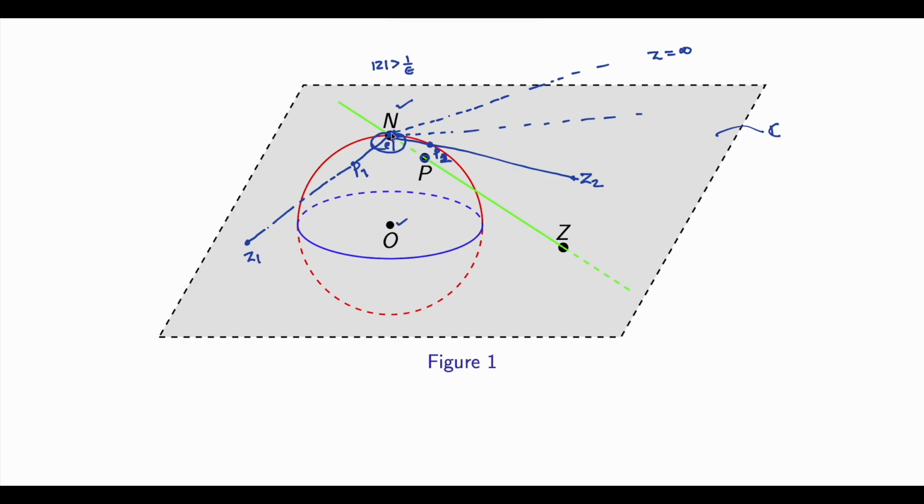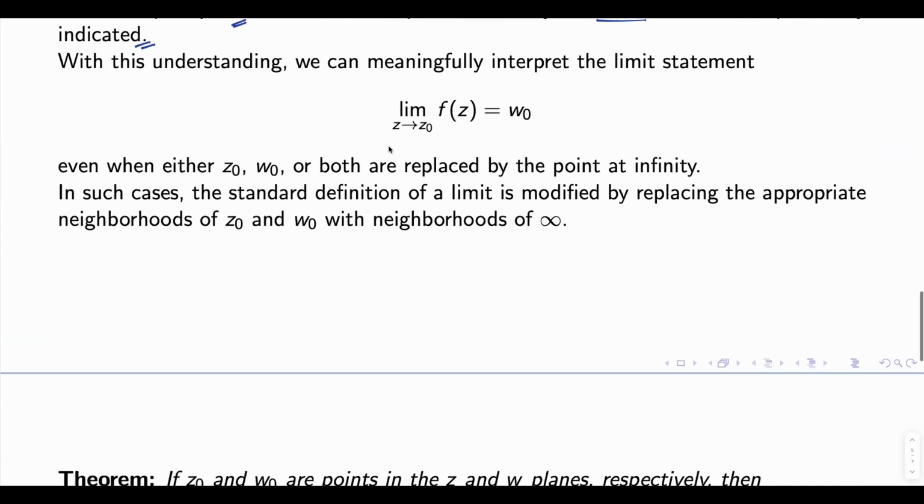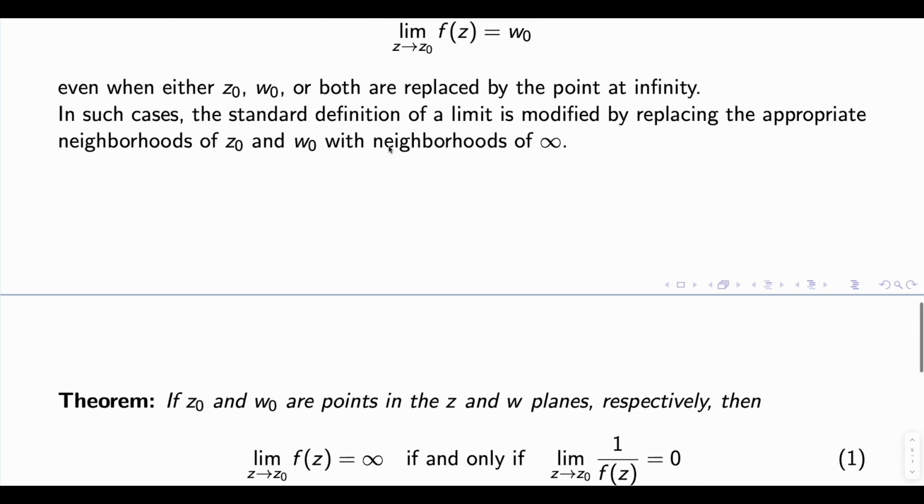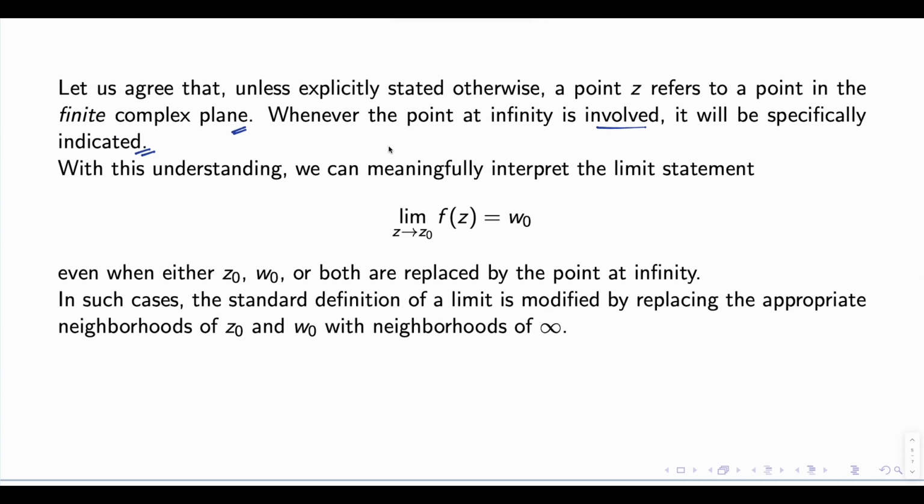And you see infinity is mapped to the north pole only, because it is not intersecting any of the surface points except the north pole. So you can always find a neighborhood of the point N, that is the north pole. With this understanding we can meaningfully find the limit as z tends to z naught of f(z) equal to w naught.